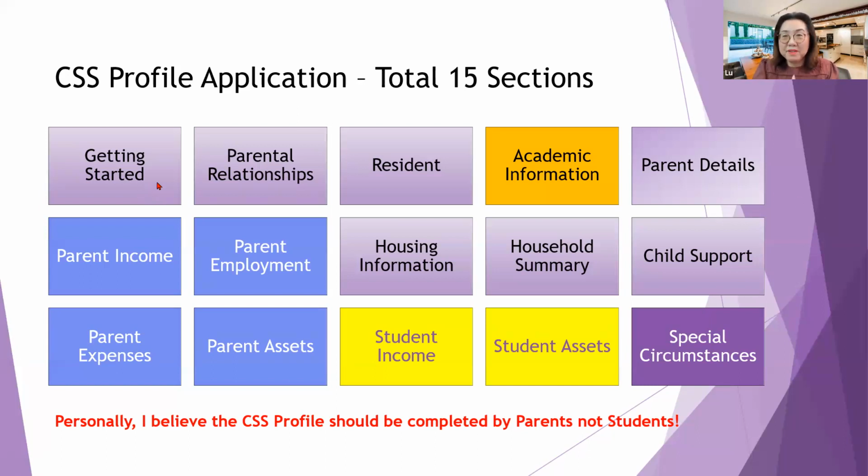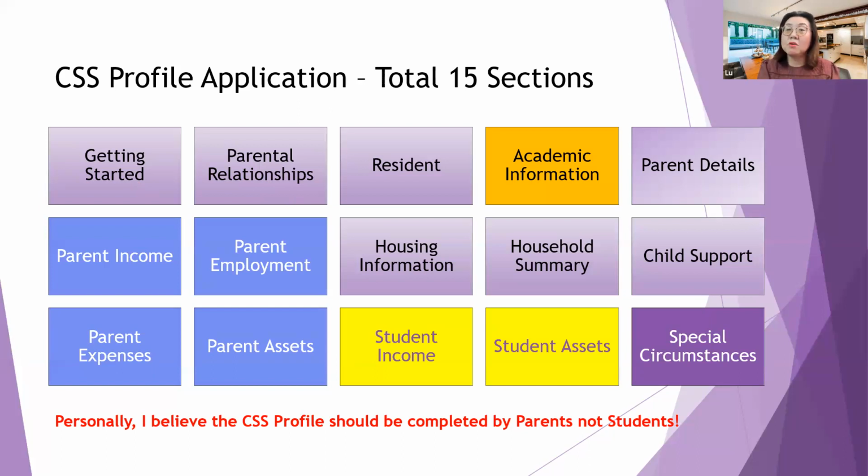So one by one, I'm going to briefly explain, and then in certain areas I'm going to give further explanations. Getting started is very easy. It's just your student's information, their date of birth, their social security number, and their status. Parental relationship is very important. This is the place where they ask who your parent is, because your student is a dependent student. So it will need to know who your mother and father, or stepmother, stepfather are.